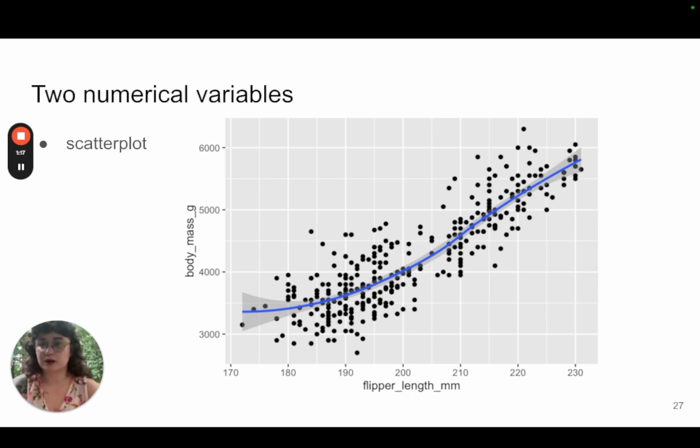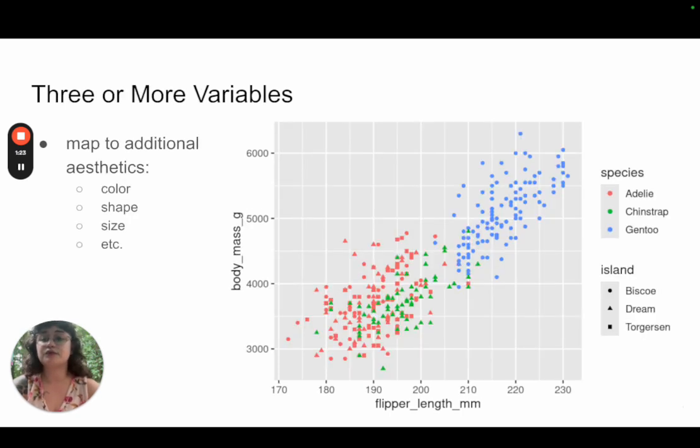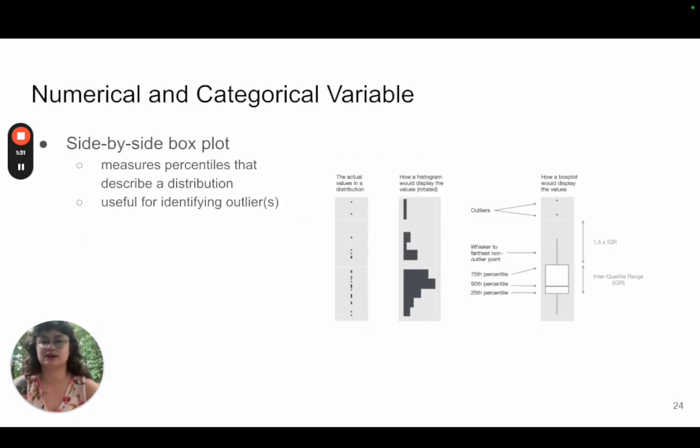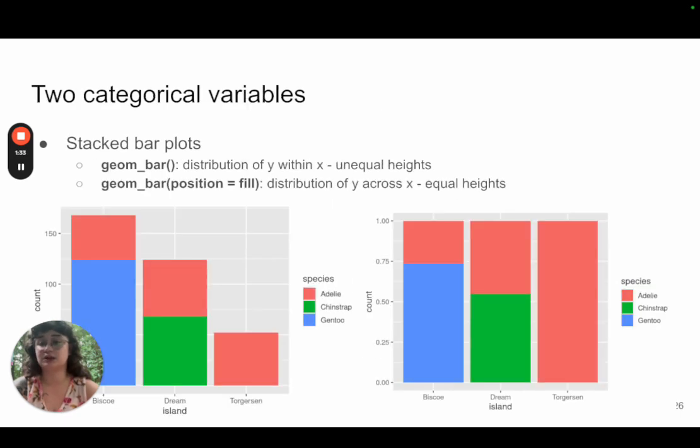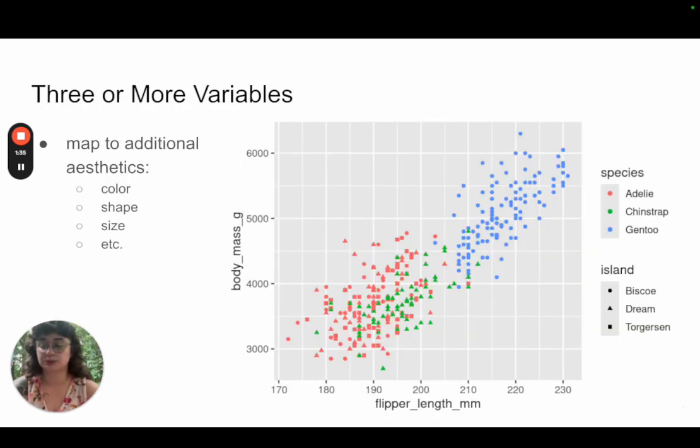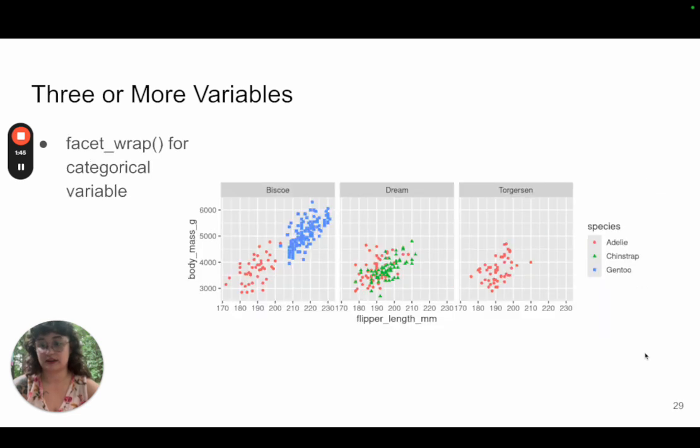If there's two numerical variables, you're going to want to use a scatter plot, like we've had a few different examples already. And with three or more variables, that's where you're going to want to map to additional aesthetics. So you have your X and Y that determines your basic shape. Is it going to be something like a density plot, stacked bar plot, scatter plot? And then if you want to also add in the category of species or island, for example, that's when you add in different layers.